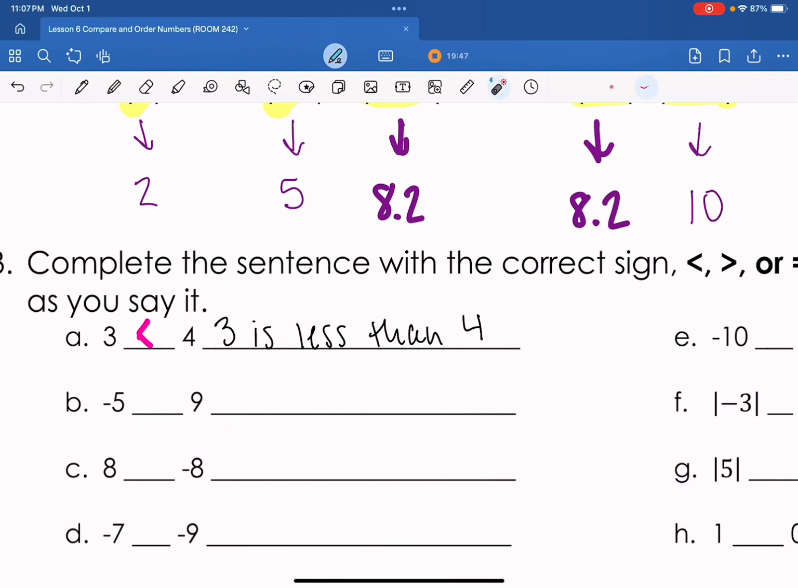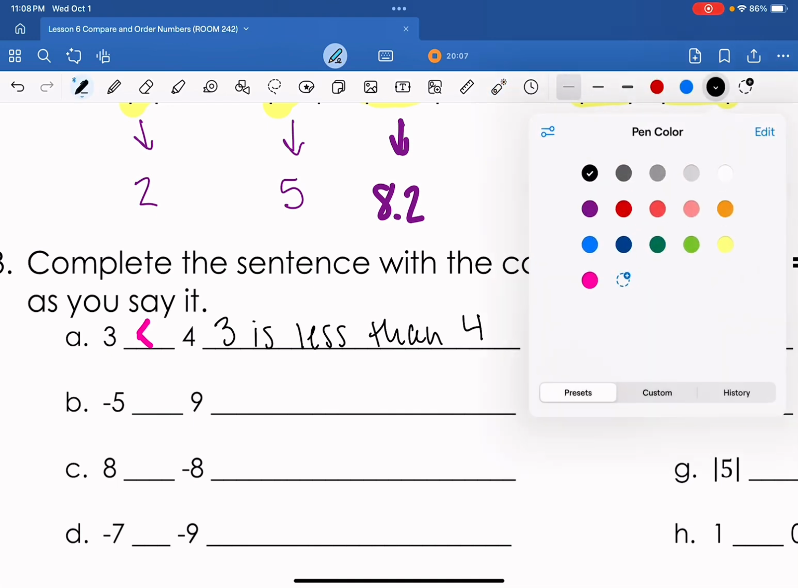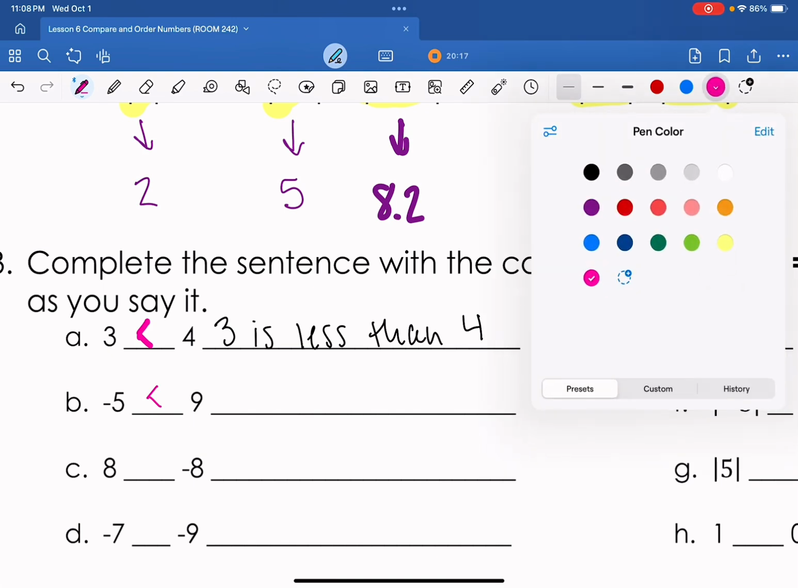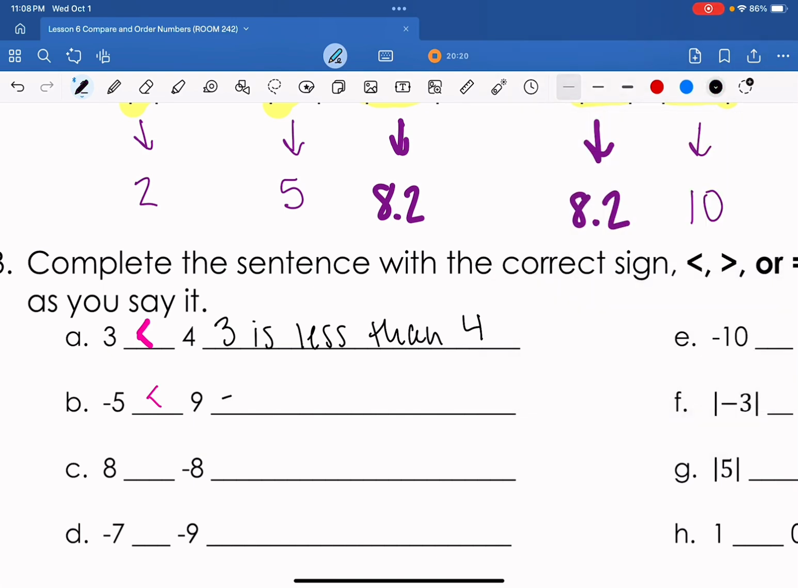Well, -5 is to the left of 0, and 9 is to the right of 0. And I remember from the beginning of these notes that the further right you go, the greater the number. So 9 is going to be greater than -5. So I'm going to point my beak at -5 because -5 is less than 9. So let's write that in words. -5 is less than 9.